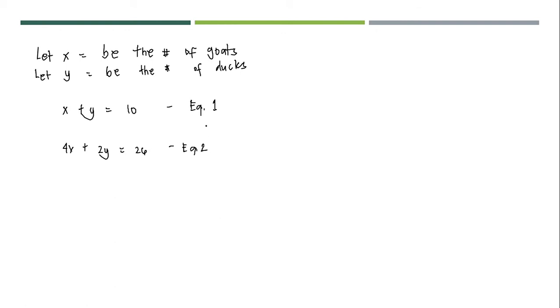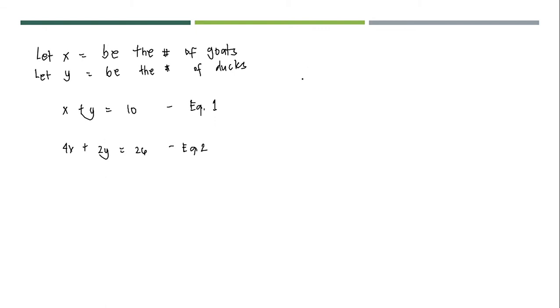Alright, based on the condition, there were two equations formed. We have x plus y is equal to 10 and 4x plus 2y is equal to 26. For what number of goats x and ducks y will both equations be true? So let us try to put some values. Let's try to make a table.